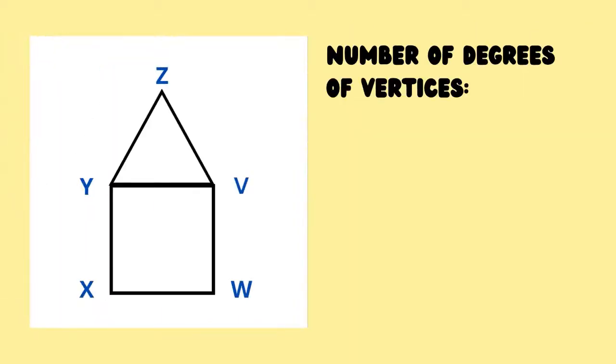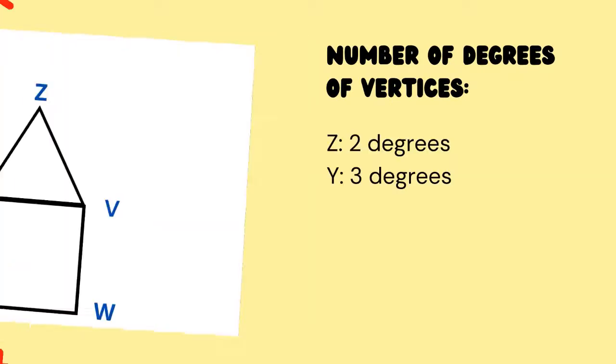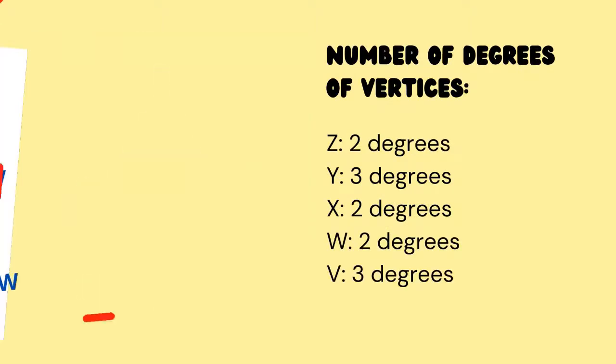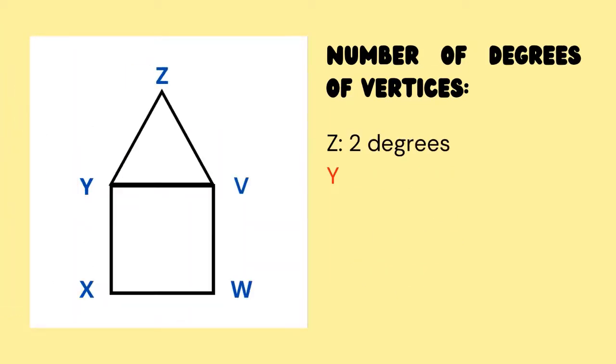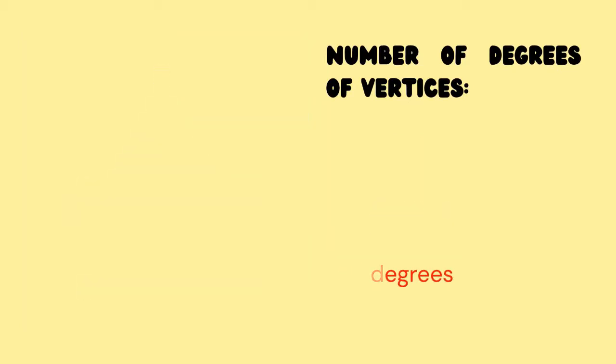Going back to the first example, the vertex Z has 2 degrees, Y has 3, X has 2, W has 2, and lastly, V has 3. In accordance with the theorem, the graph has two vertices that have an odd degree, which are Y and V, making the graph a Eulerian path.